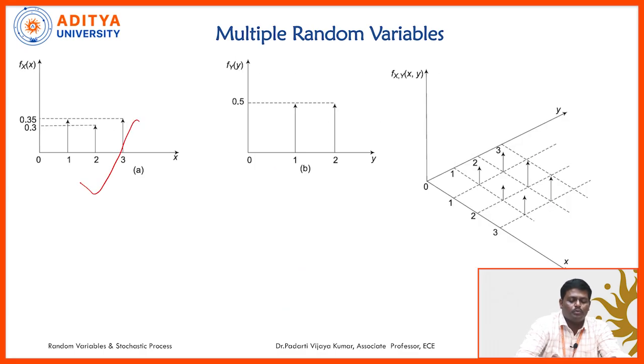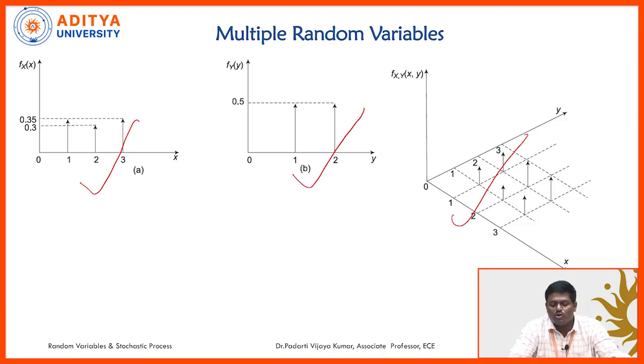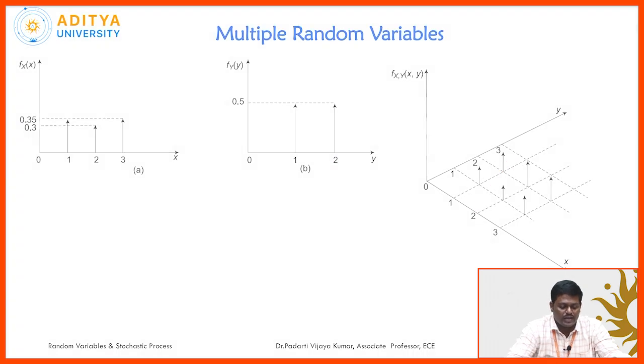So the corresponding plots are impulse function plots. This is the 2-dimensional joint density function, so we draw it on a plane. This is the marginal density function of y and the marginal density function of x.